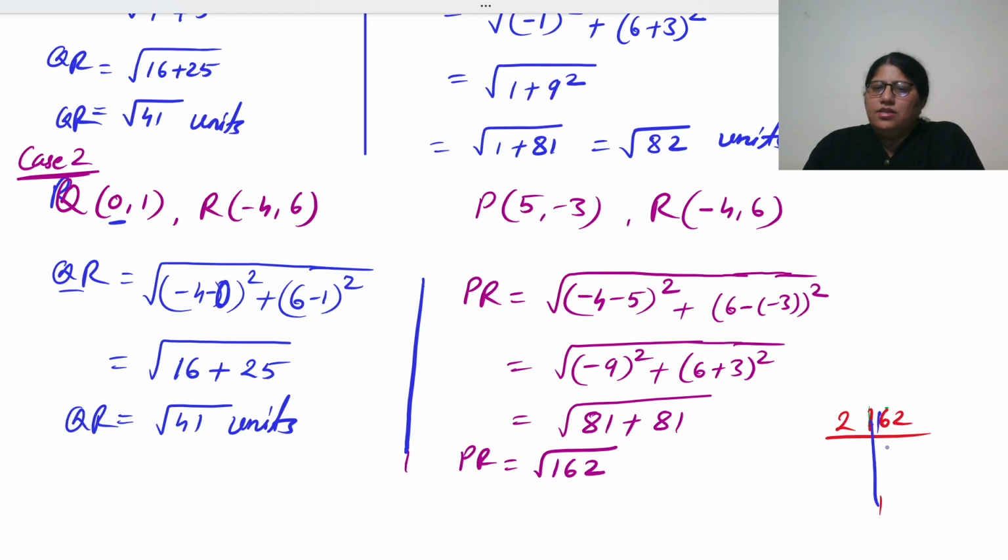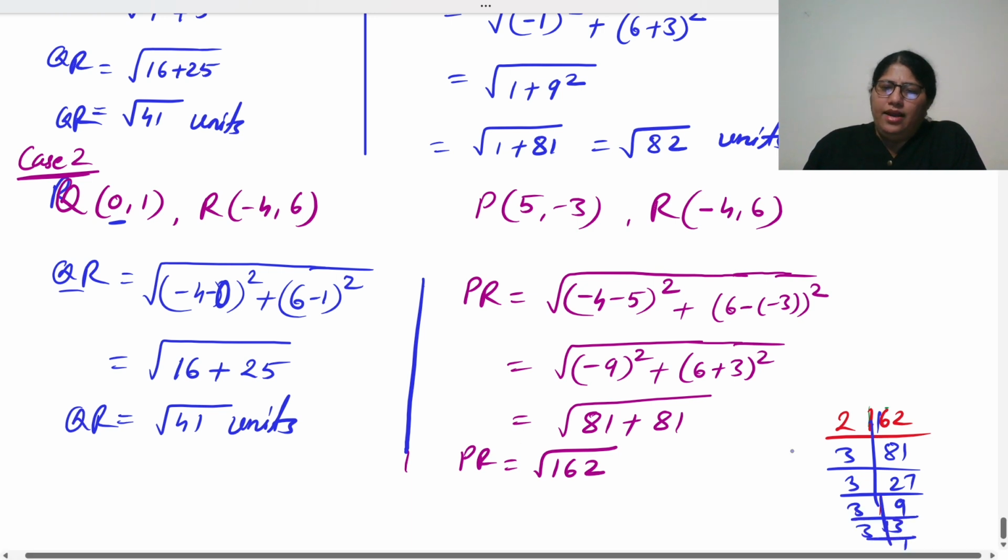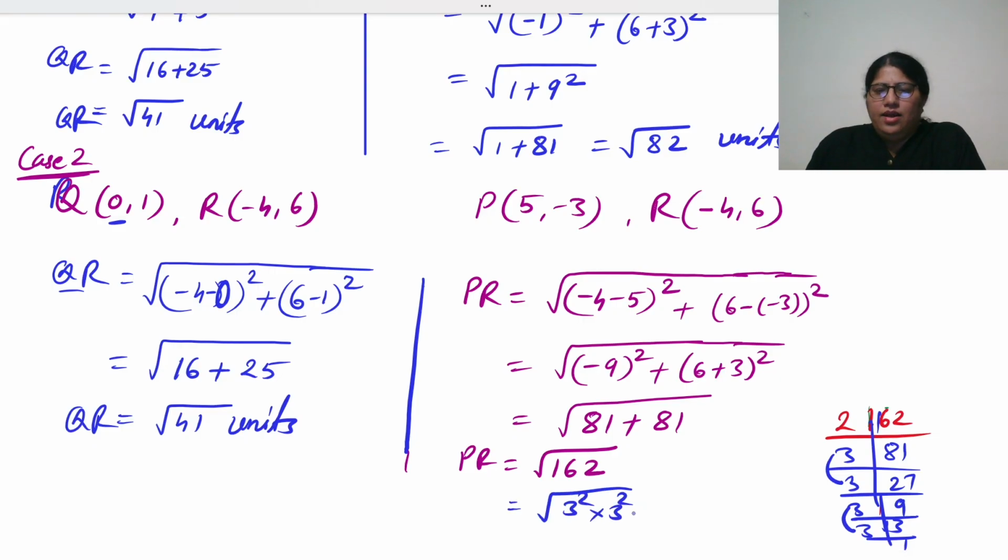It's 162, so it's 81. I can divide by, because in prime factorization we use prime factors only. Because it was a perfect square, I have taken here 9, right? You can see that this is in pair, this is in pair. So you can write down here 3 square into 3 square into 2, and if you find out the square root, it is 9 root 2.